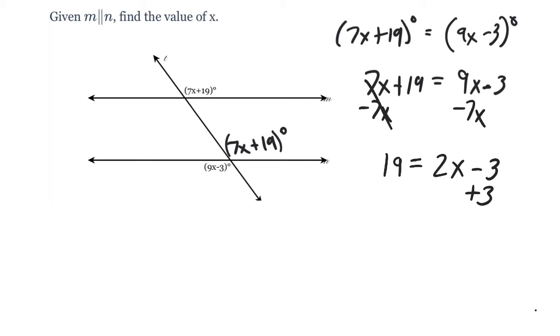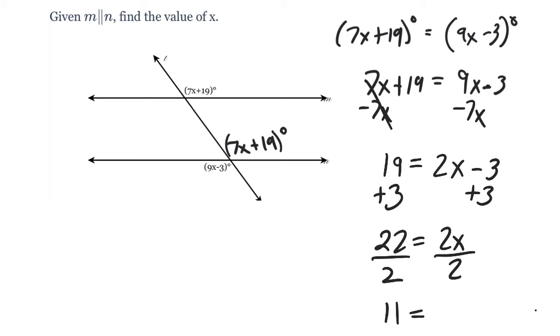Then I'm going to add 3 to each side. I have 22 is equal to 2x. All I have to do now is divide by 2. And then I have that x is equal to 11. And that would be my final answer there. That's all I need. And again, it's not 11 degrees. It's just the number 11 because I got the degree sign here.